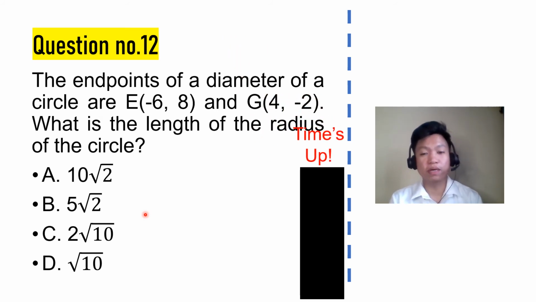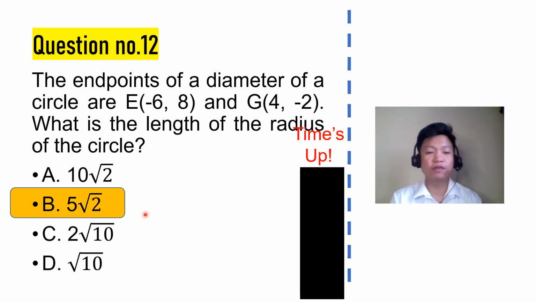Okay, time's up. The correct answer is 5 square root of 2. Ayan. So, una, kunin nyo muna yung distance between these points. So, gagamitan nyo na yung distance formula. Now, pag nakuha nyo yun, yung length ng diameter. Pero, ang tinatanong natin ay radius. So, kailangan i-divide nyo muna siya sa 2 bago nyo makuha yung final answer.